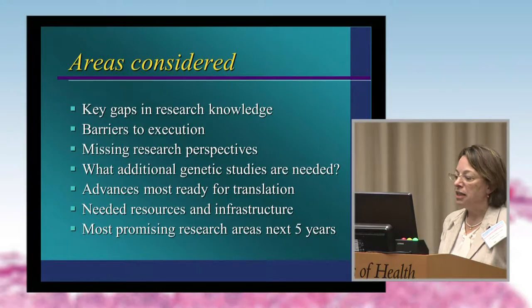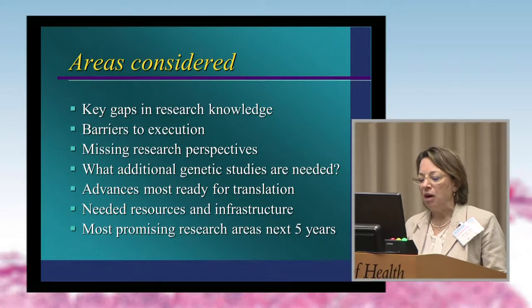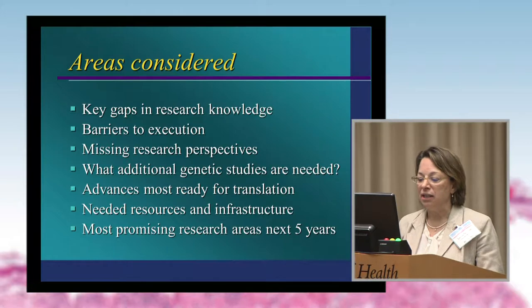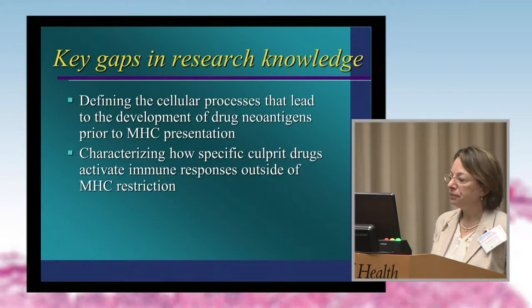Okay. So I want to summarize what the first working group talked about yesterday, focusing on basic research gaps. And I think that our charge was similar to some of the other working groups, looking at key gaps in research knowledge, barriers to execution, maybe some out-of-the-box or missing research perspectives, what additional genetic studies are needed, what's most ready for translation, resources, and then promising areas over the next 5 years.